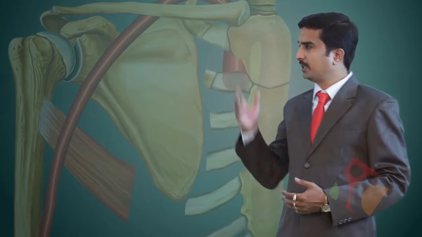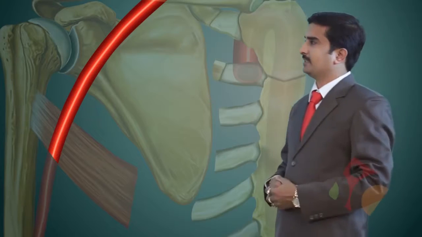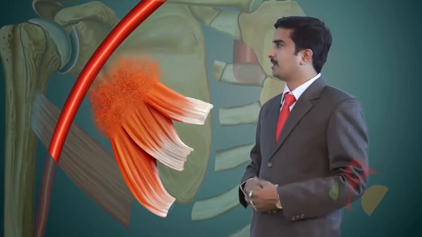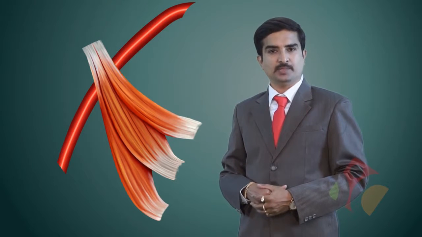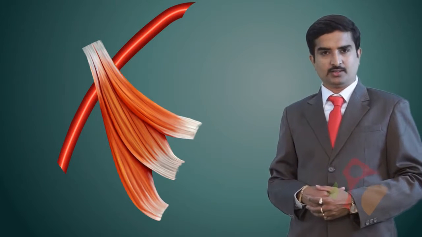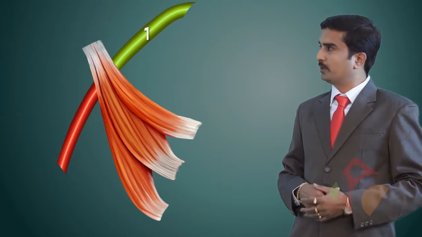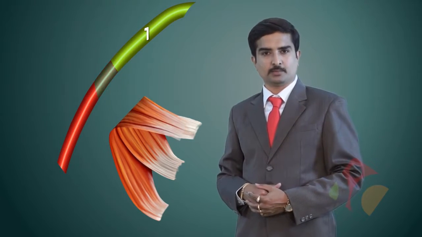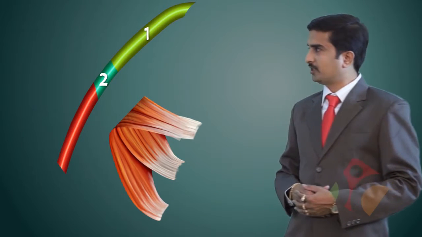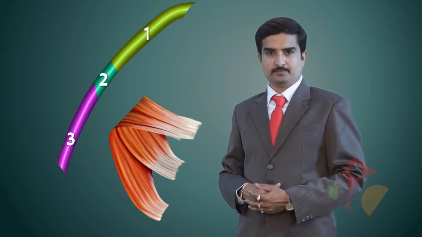If you see the course of the axillary artery in the axilla, in the middle of the axilla it is crossed by the pectoralis minor muscle. Because it is crossed by the pectoralis minor muscle anteriorly, this artery has been divided into three parts. The first part is superior or proximal to the muscle, the second part is posterior to the pectoralis minor muscle, and the third part is distal to the pectoralis minor muscle.